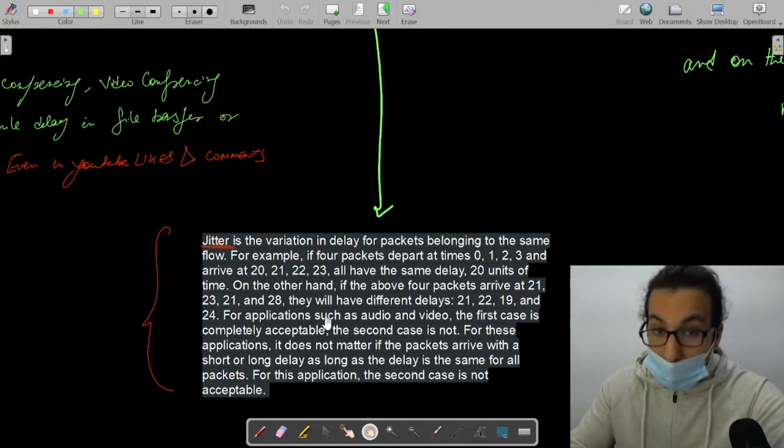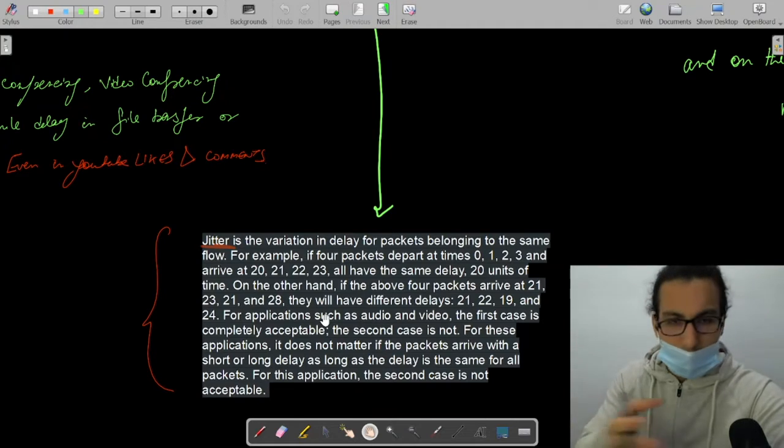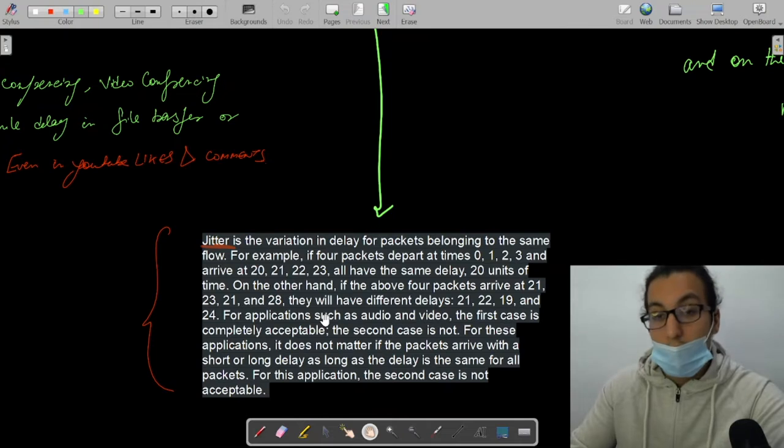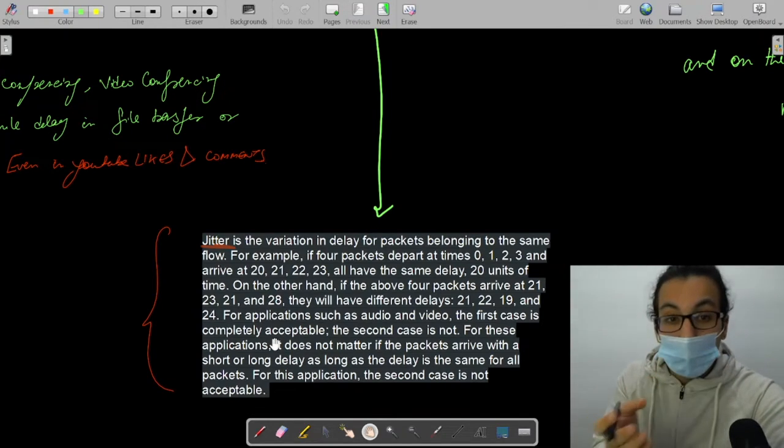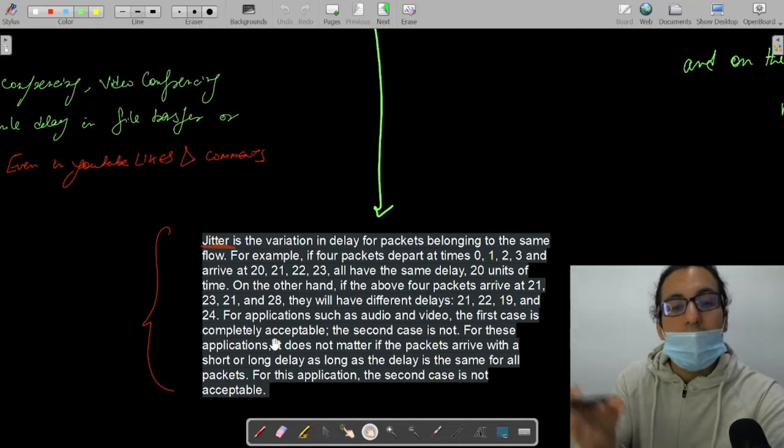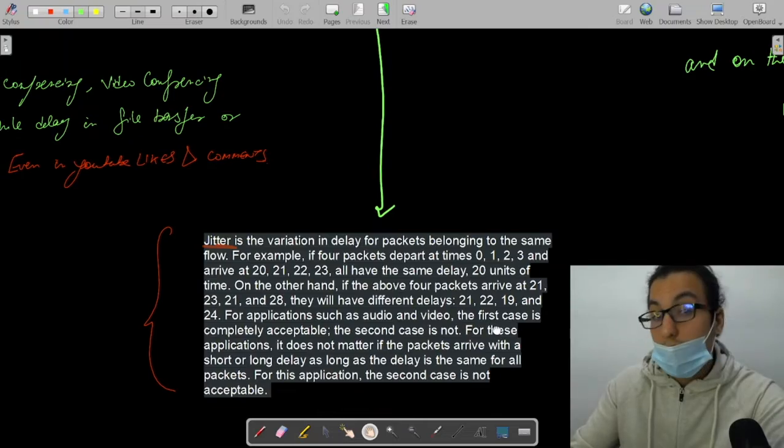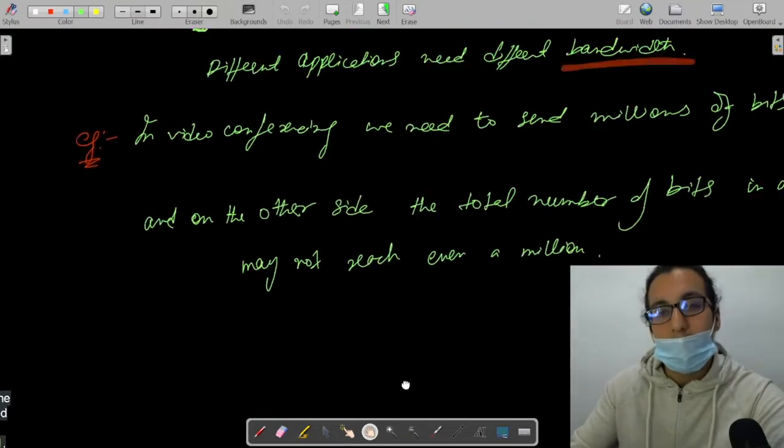For applications such as audio and video, the first case is completely acceptable, but the second case is not. For these applications, it does not matter if the packet arrives with a short or long delay, as long as the delay is the same for all the packets. But it's not true for the second case.